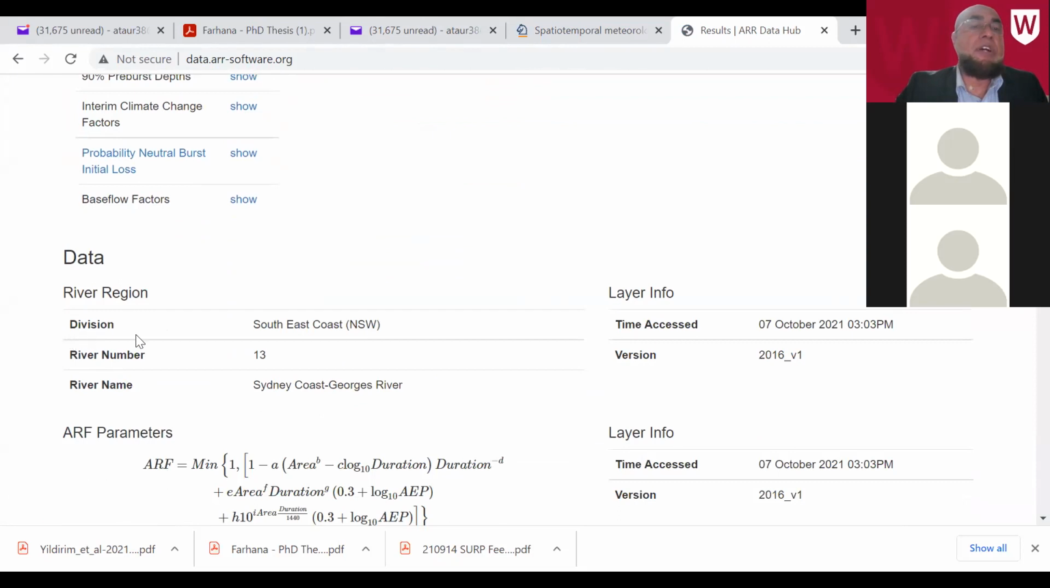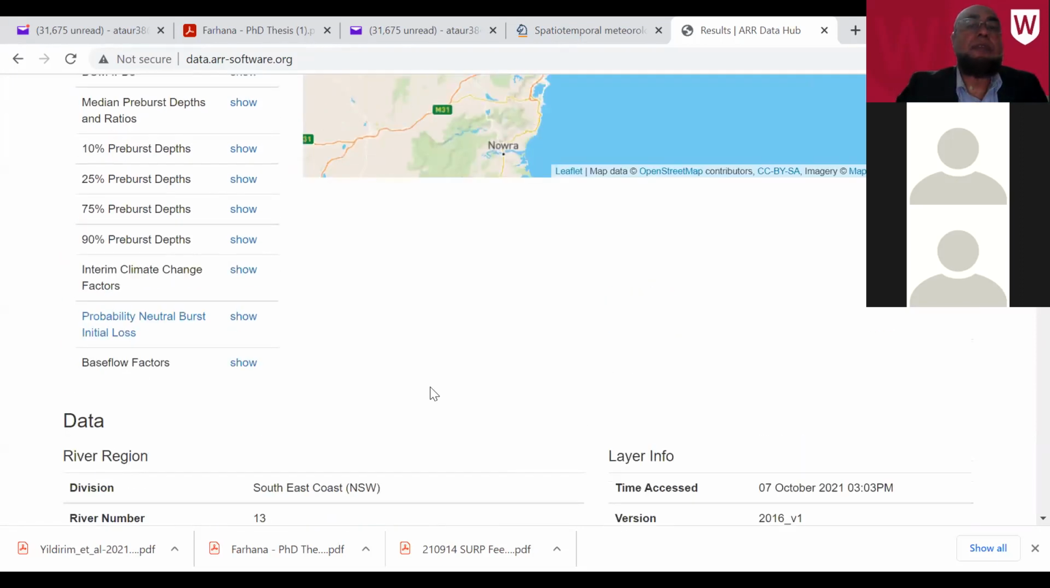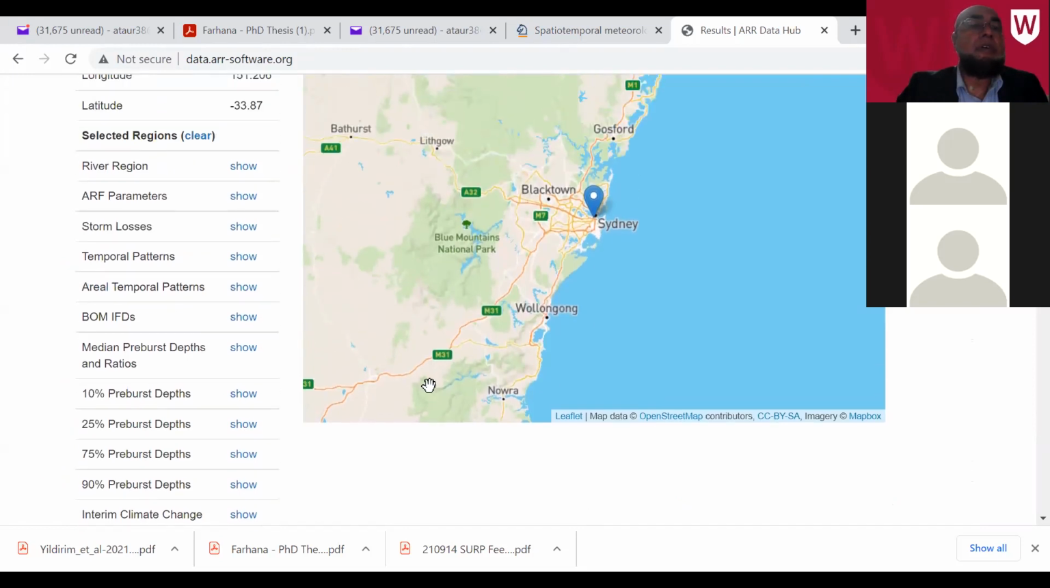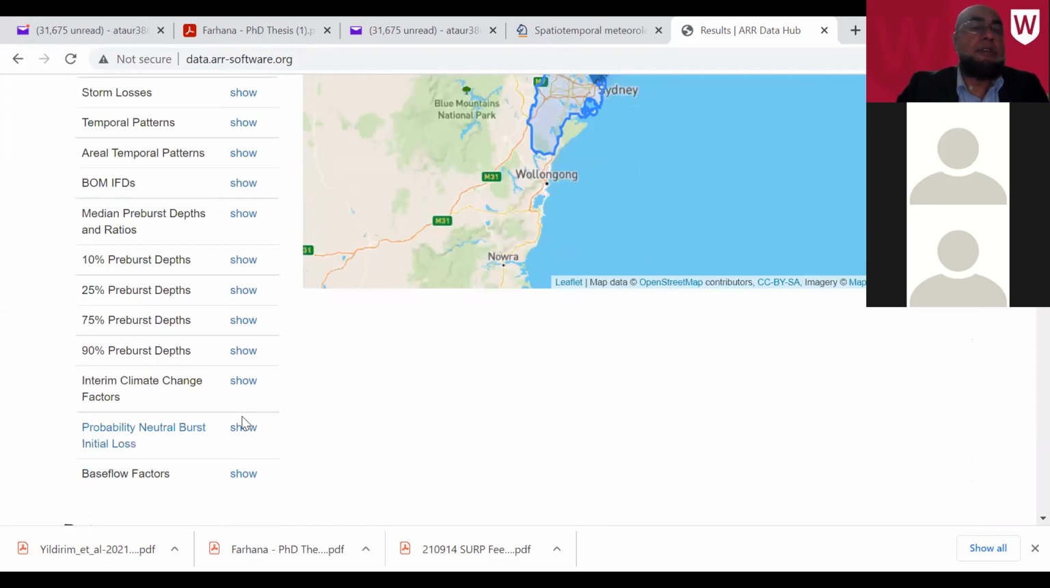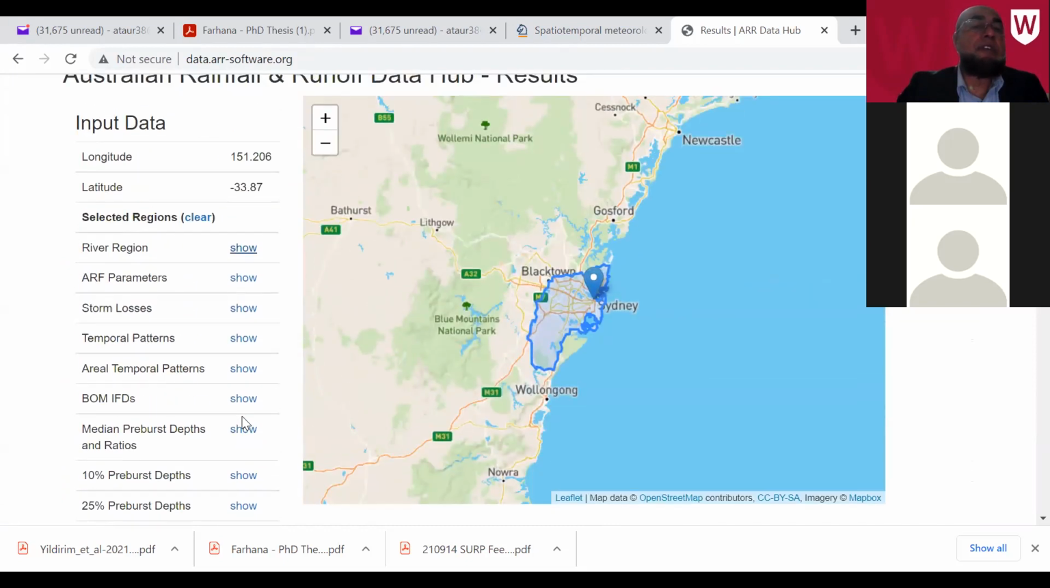So it will give you the division, Southeast Coast Division, basin number, river number is 13. River name is Sydney Coast Georges River, for example, this one. And we can see the catchment, the Georges River catchment. So that is our river region.